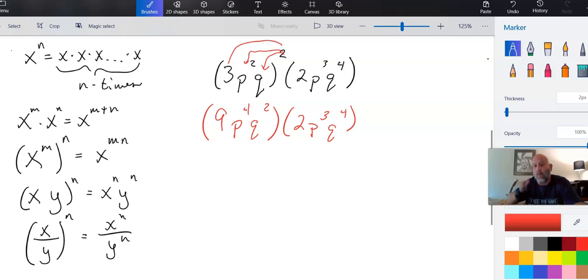So you can do it one item at a time. So this is how I like to do it. I start with the numbers, right? So I'll start with the 9 and the 2. 9 times 2 is 18. And then p to the fourth times p to the third. Now, those are like bases, so we add the exponents. P to the fourth times p to the third is p to the seventh. And now we have q. I have q to the second times q to the fourth, so that's q to the sixth.